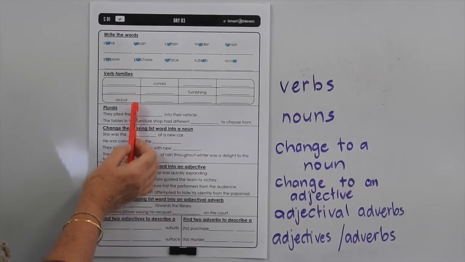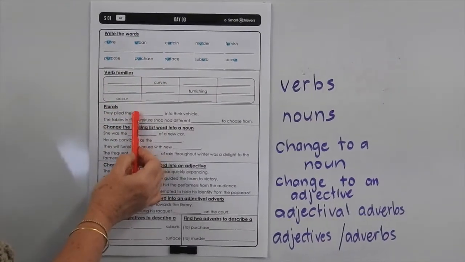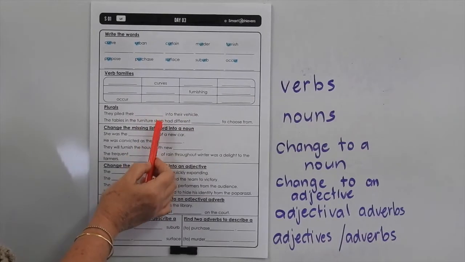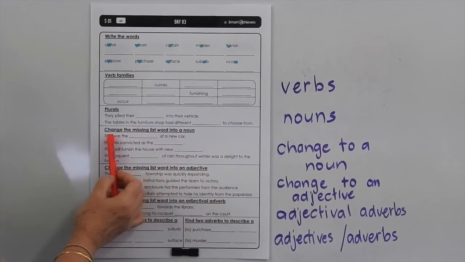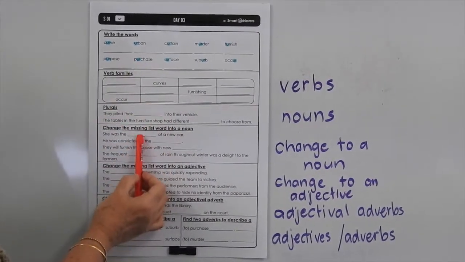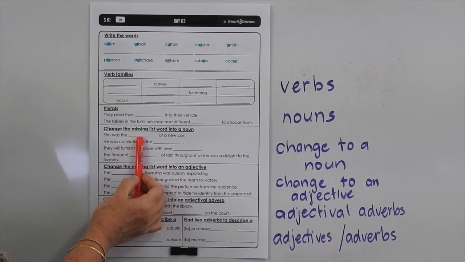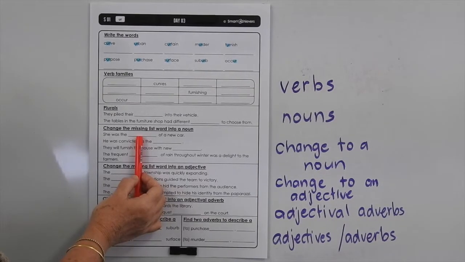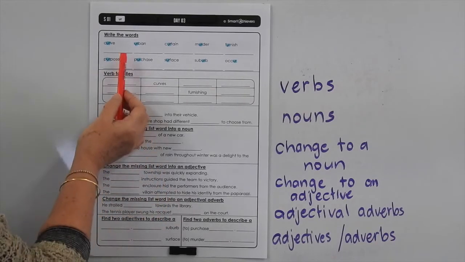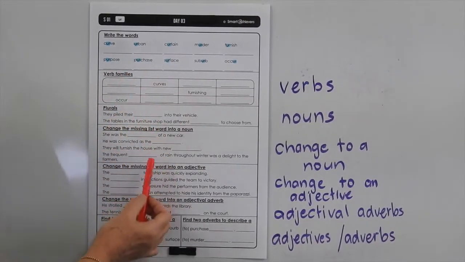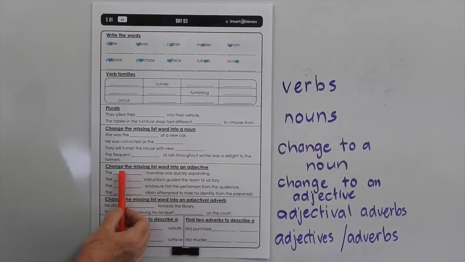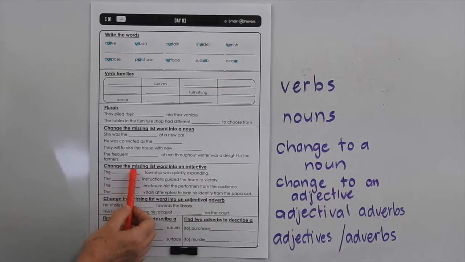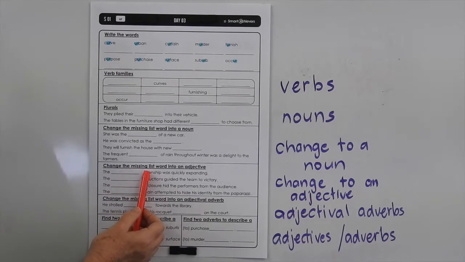Plurals, you have to work out which of the nouns up here would best fit these two sentences in their plural form. And then here you're going to change the missing list word into a noun. So you're going to have to work out which word would best fit that sentence, and then just check to make sure that you've changed its form so it's appearing as a noun, not as it is as a list word above. Down here you're going to change the missing list word into an adjective, so you've got to once again work out which word would best fit the sentence to make it make sense, but make sure you also check that its form is correct as well.